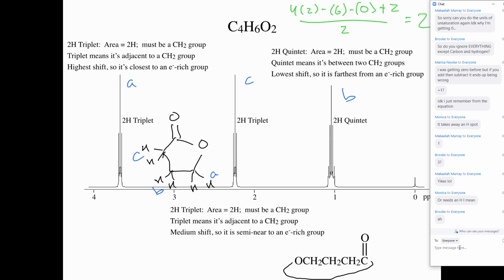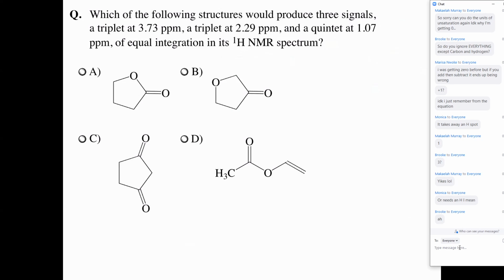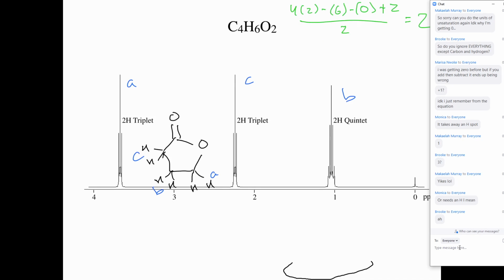Okay, so feeling pretty good. I want you to do this in a multiple choice format. This is the same thing. I want to go back and forth real quick. Is this a 2H triplet around 3.5, slightly higher than 3.5? Is this a 2H triplet slightly above 2? And is this a 2H quintet somewhere around 1?